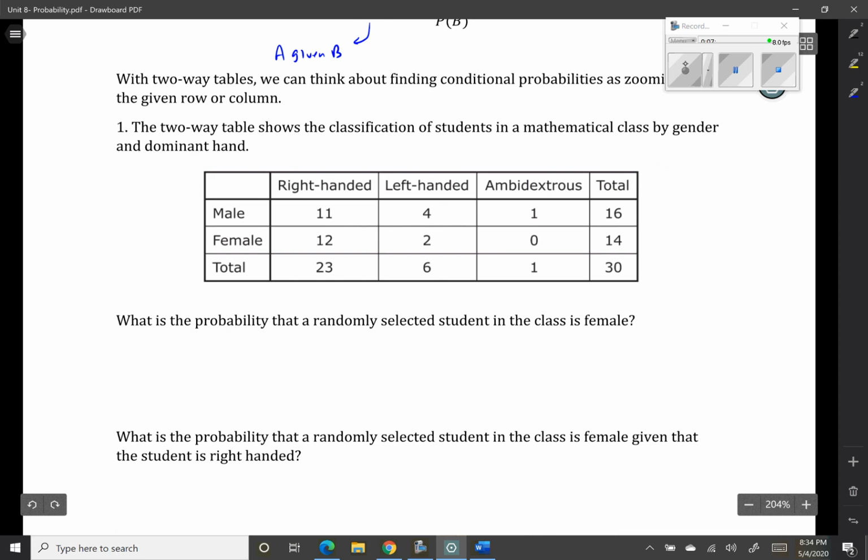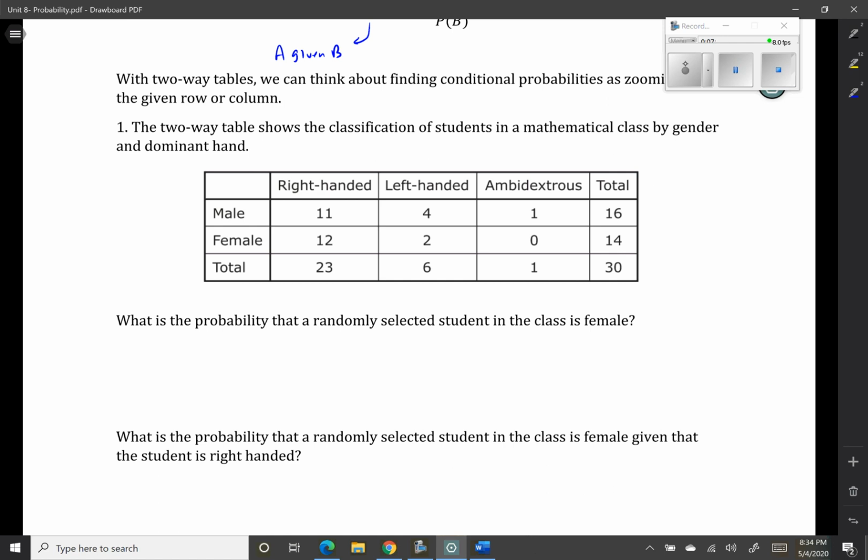So here's another example where we have a classification of people, whether they're right-handed, left-handed, they can use both hands, they're ambidextrous, or they are male or female. So we're creating this kind of chart by polling people, or however we found all of this information, but now we can find some probabilities.